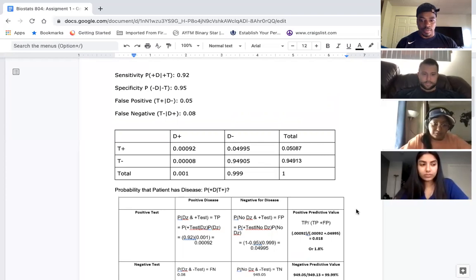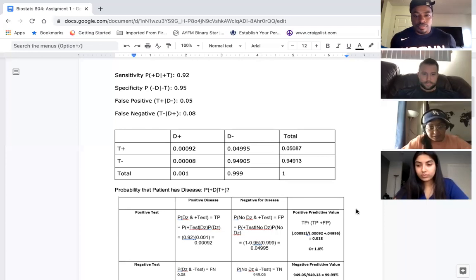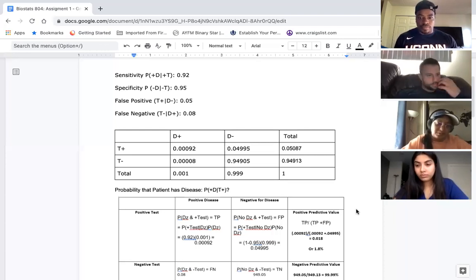And then we have a specificity of 95%. So that would be our disease negative and test negative. And the remainder of our population would total to 0.999. That would multiply together to give us a value of 0.94905 as the disease negative and test negative, with the remainder being 0.04995.